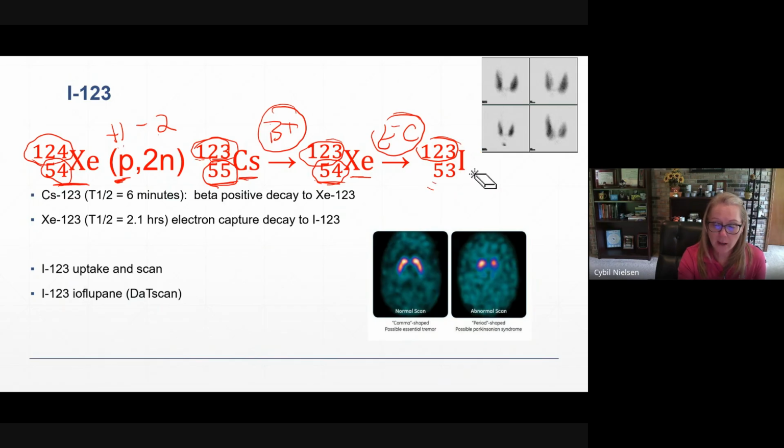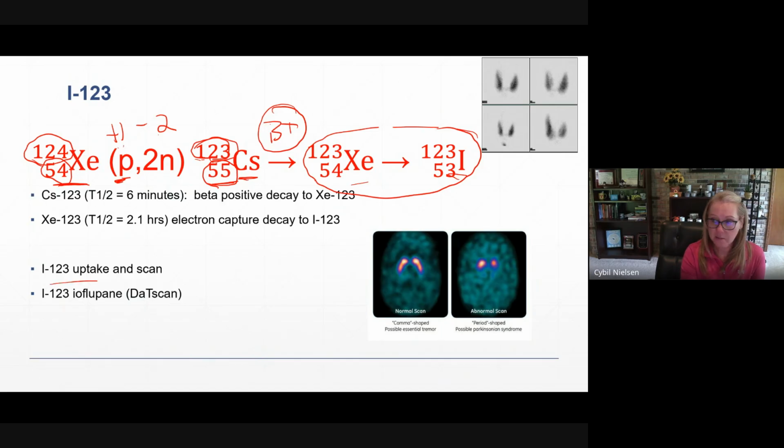So then ultimately we end up with I-123. And we can separate I-123 from xenon 123 because they're different elements. We use I-123 for a lot of things, uptake and scan, as well as ioflupane, DAT scan.